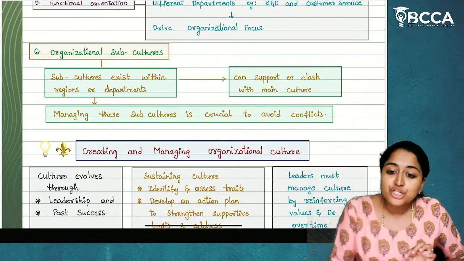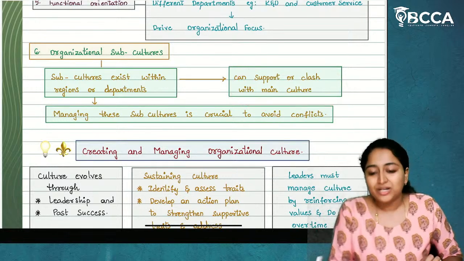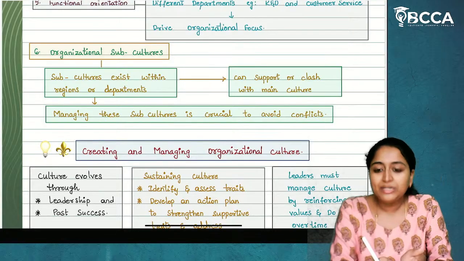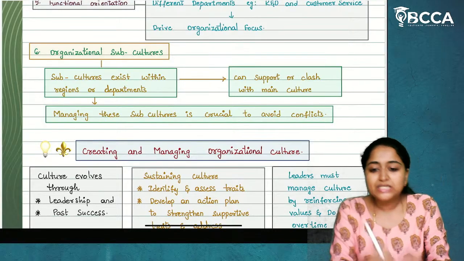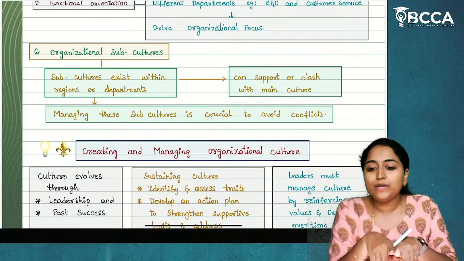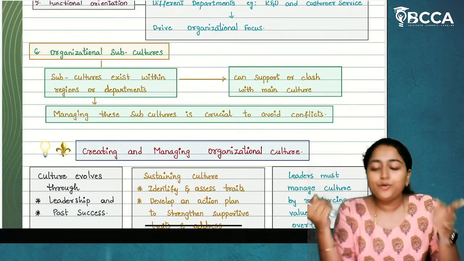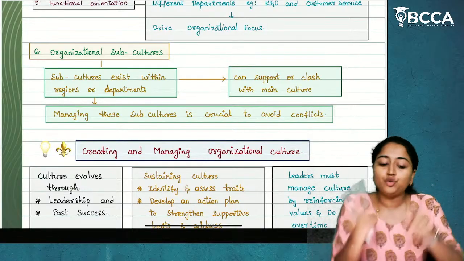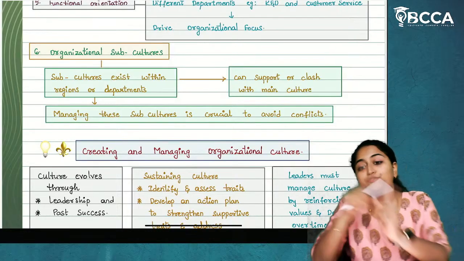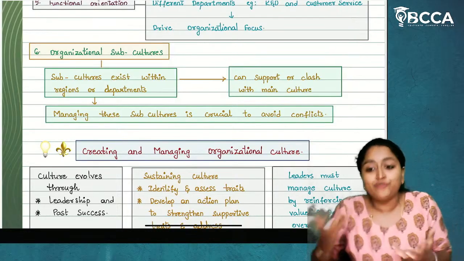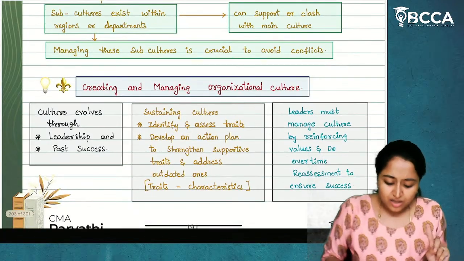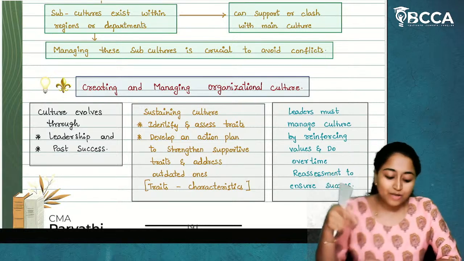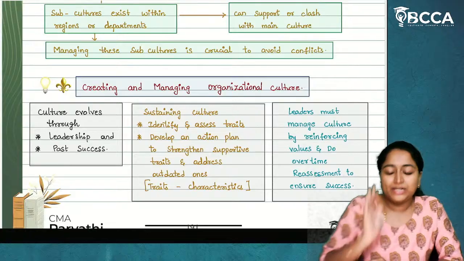But how should that subculture be? It should always support and it should not clash with the organization culture. So whatever the departmental culture is, both the departmental culture and organization culture should align with each other. Or else what will happen? Employees who are working in the organization will get confused whether they have to depend upon the subculture or the main culture, what they have to follow. So there is a clash between the organization subculture and organization culture. Now these are the factors to shape a better culture.